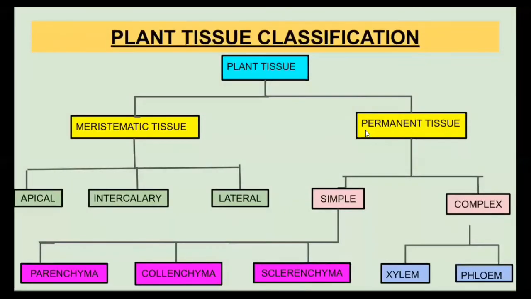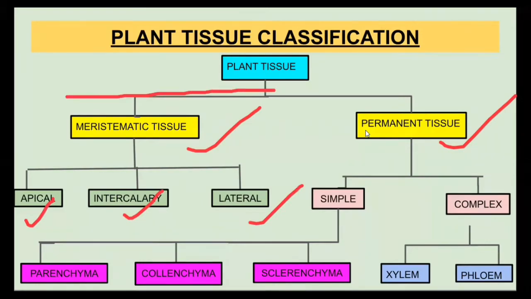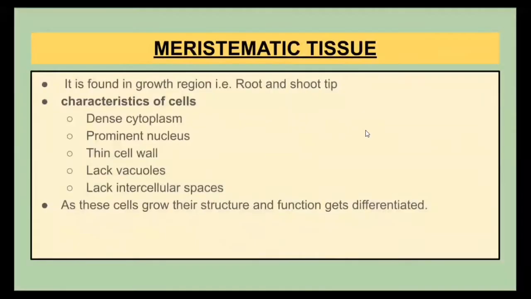If you see the plant tissue classification, the plant tissues are mainly divided into two categories: meristematic tissue and permanent tissue. These meristematic tissues are divided into apical, intercalary and lateral. So today we will be studying this much. The characteristics of the meristematic tissues.